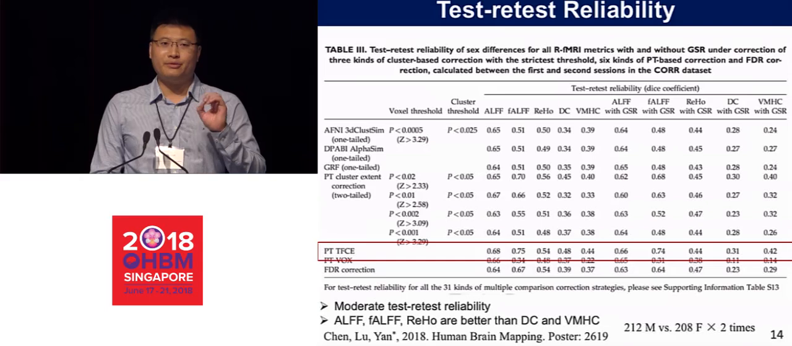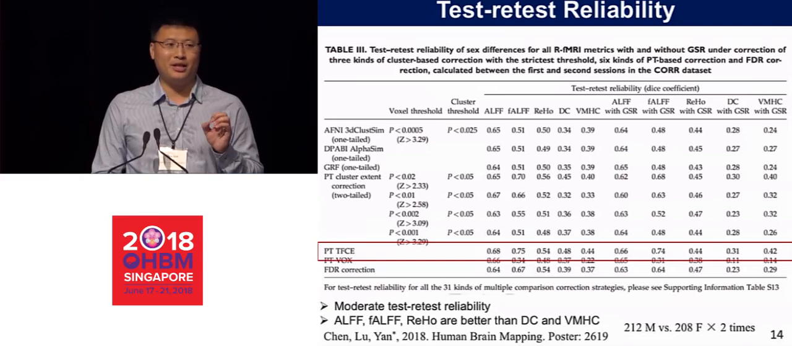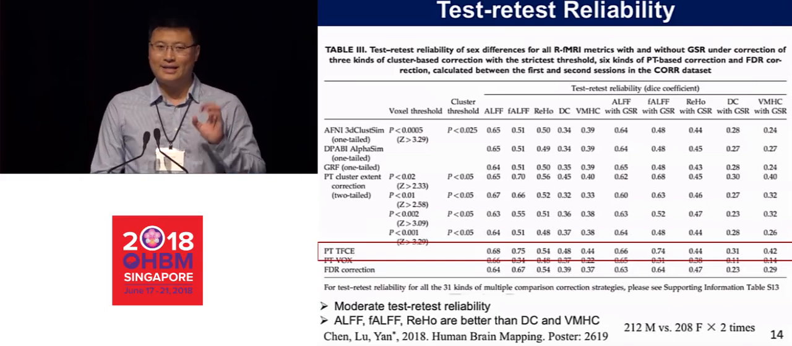There are so many different multiple comparison corrections, and they have different test reliability. So we can use a Friedman test to see which one gives us the best test reliability.